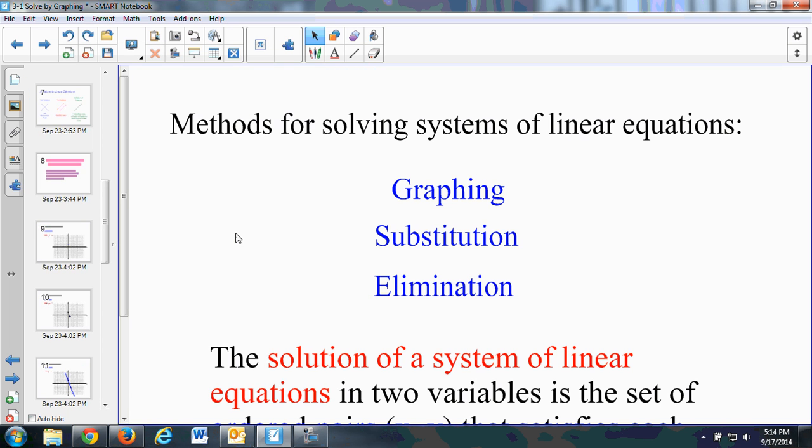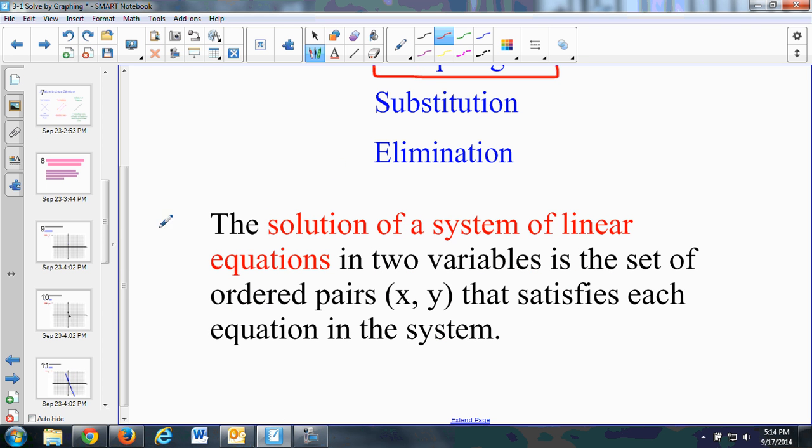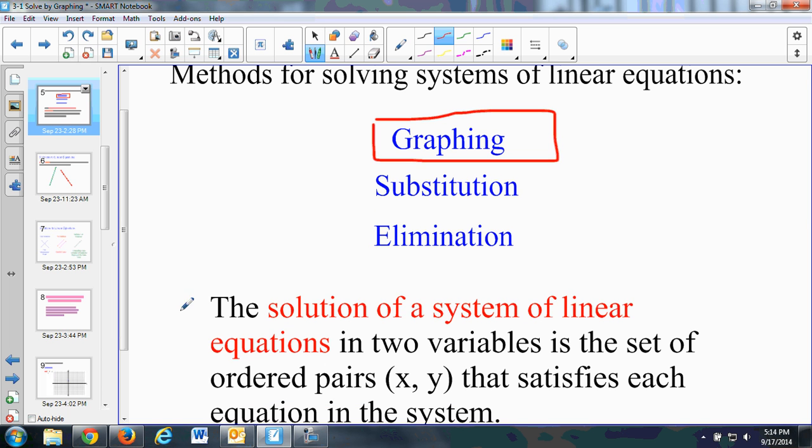There are three different methods that you can use to solve a system of linear equations. Today we're just going to focus on graphing. When you find the solution for a system, what you're looking for is the two variables in the ordered pair, x and y, that works. When you're graphing, you're looking for where the two lines intersect. That point is your solution, where the x-coordinate is your x answer and the y-coordinate is your y answer.